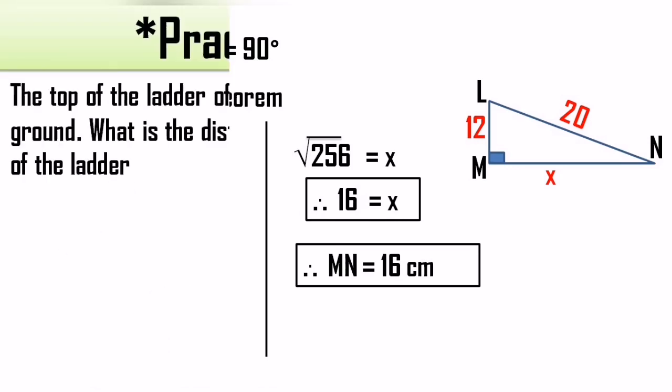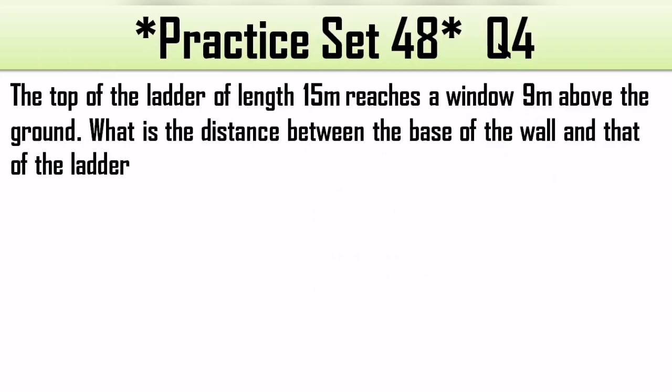Of this exercise is a very special question. The question says, the top of the ladder of a length 15 meter reaches a window 9 meter above the ground. What is the distance between the base of the wall and the ladder? Always read the question carefully.